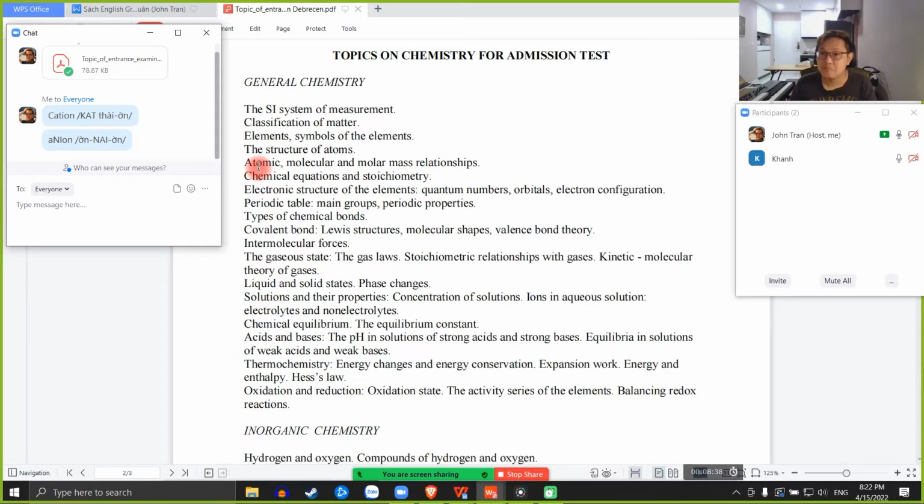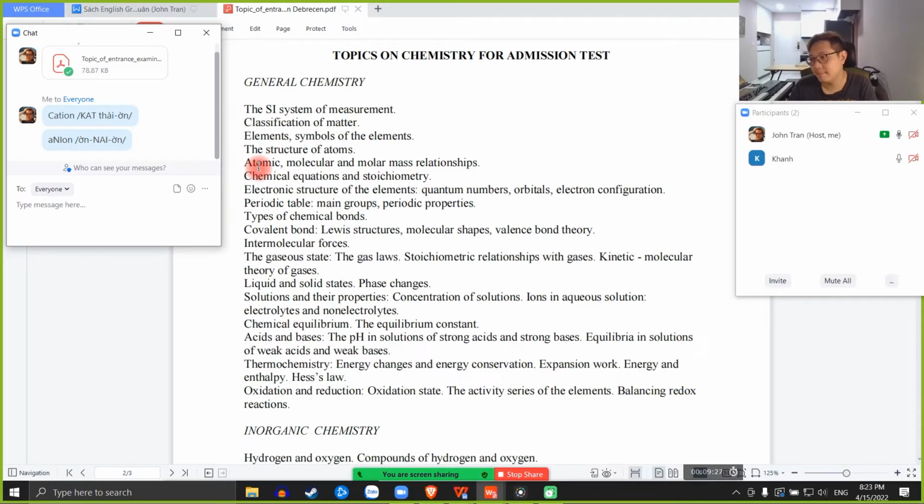Okay, so in an atom, most of the mass lies in the nucleus. So does it mean that the electrons' mass is insignificant? Yes, I think it's better to say true, they are insignificant. Because the mass of electrons is very small, like 1 out of 2,000 or 3,000 compared to the mass of a proton or a neutron. However, they carry charge.